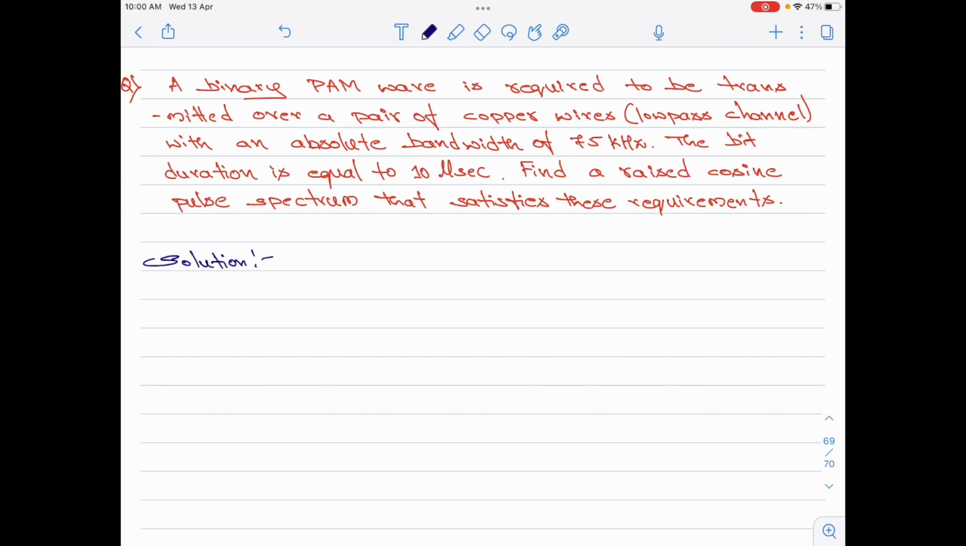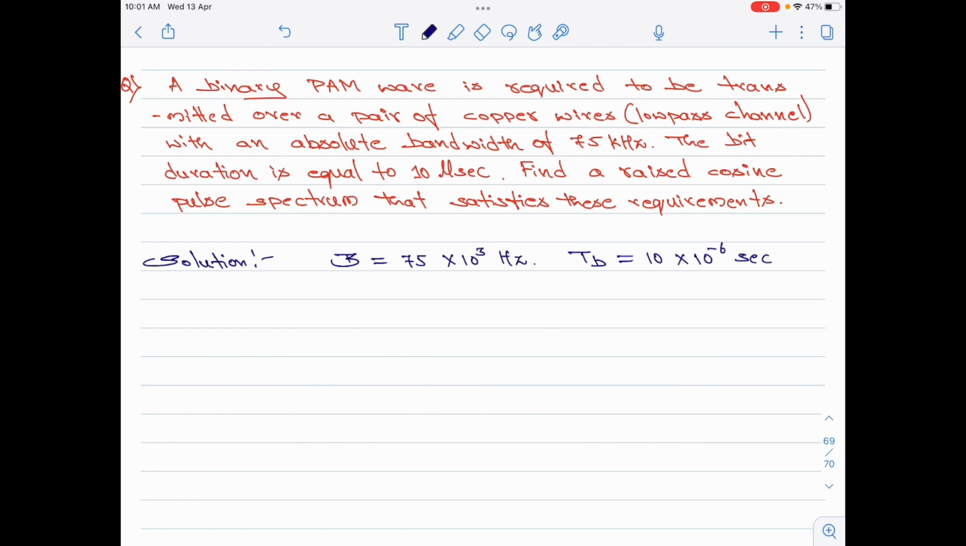We are told we have an absolute bandwidth of 75 kilohertz, which is represented by B, and this is 75 into 10 power 3 hertz. And the value of the bit duration, which is represented by TB, is given as 10 microseconds. So, it is 10 into 10 power of minus 6 seconds. If you look at the last sentence, you will note that we are asked to find the raised cosine pulse spectrum value. In simple words, we are asked to find the value of alpha which will satisfy these conditions.